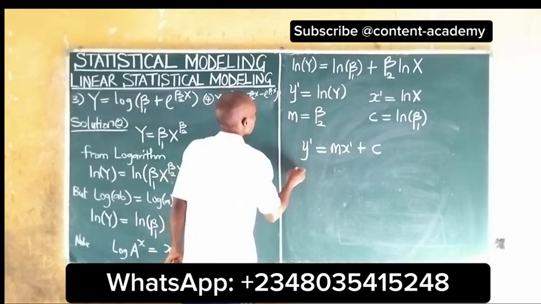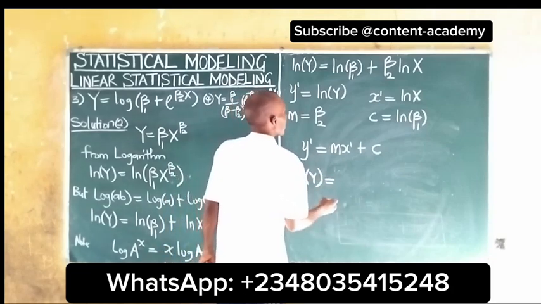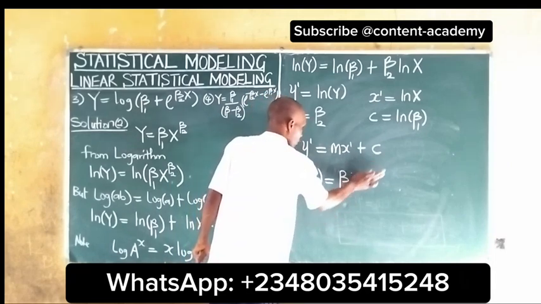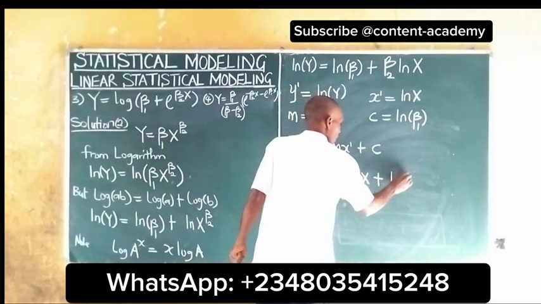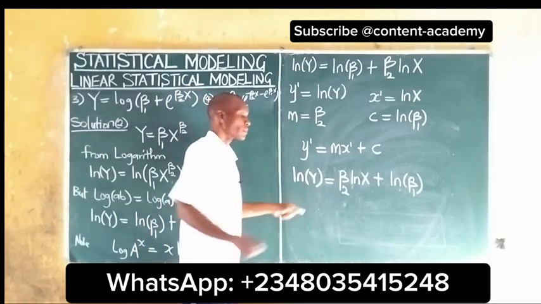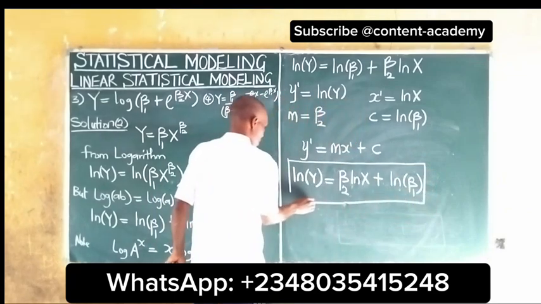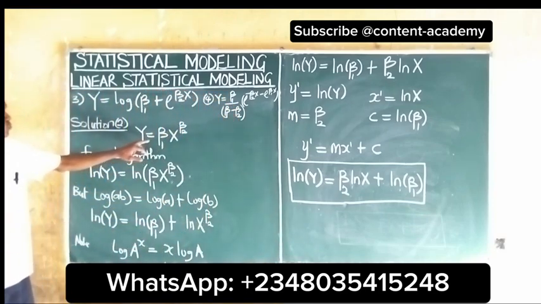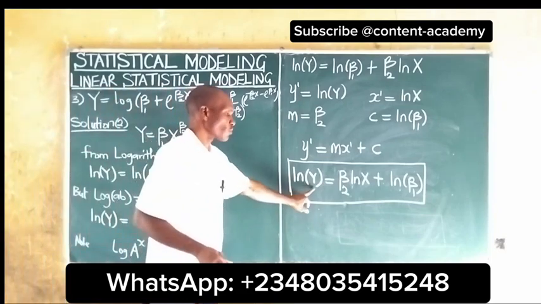So our transformed linear equation can be written as y prime equal to b2 ln x plus ln b1. So this is our transformed linear equation for the number 2, for the solution 2 given.